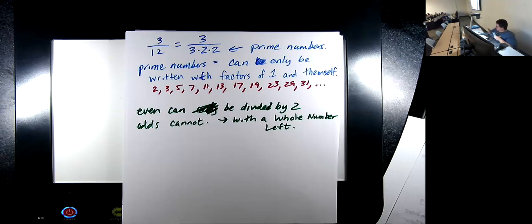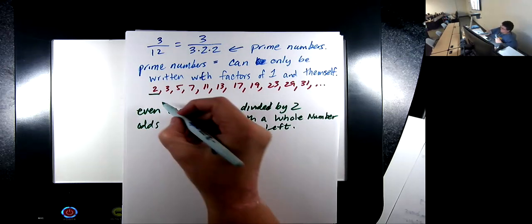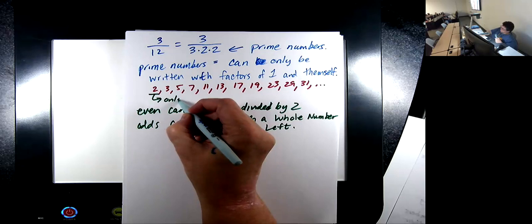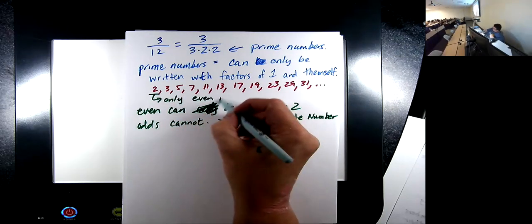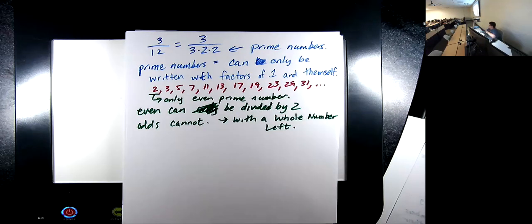All right. So the neat thing about this is that 2 is the only even prime number. All the rest are odd.